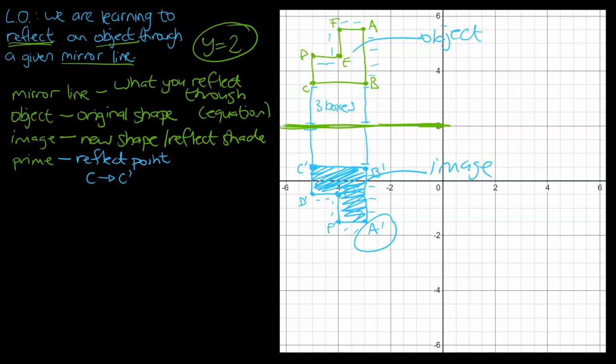that there was an image. A was an example of a prime, and in the middle was our mirror line. So hopefully you can see each of the elements of this reflection. And the last step is often you can be asked to describe a reflection.